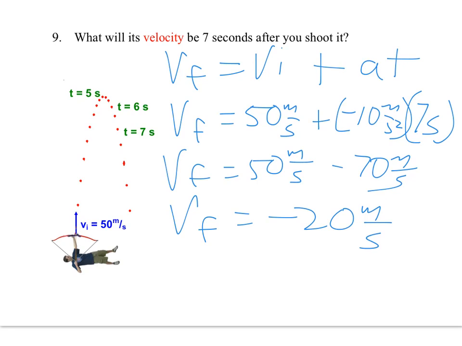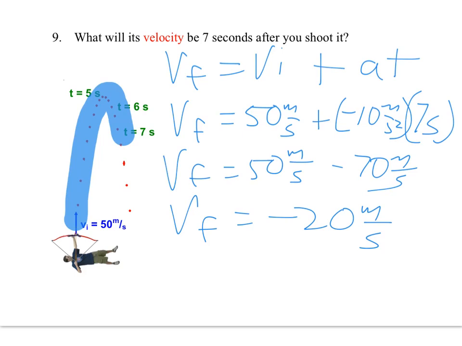If we look at what our answer is telling us, the speed is 20, the velocity is negative 20. The negative is there to tell us that the arrow is moving down again. And just kind of like before, we're tracing out the path. At 5 seconds, we hit the peak. 6 seconds, we're coming down. Now look at where we are here at 7 seconds. All right, we're farther down than we were at 6 seconds.